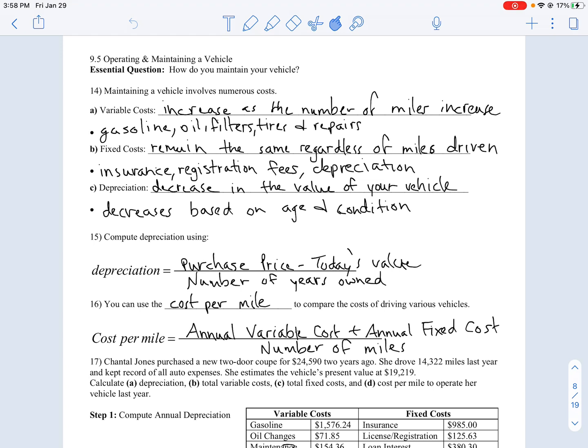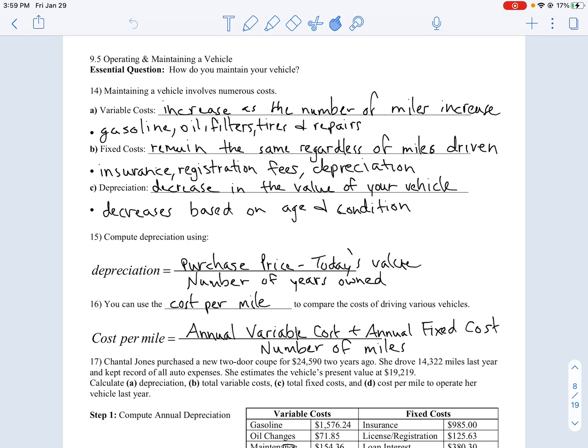Now, a lot of people, when they're looking at the cost of a vehicle, are just strictly looking at how much it costs to buy it. But you've also got to remember there's some other costs that go into it. And these costs are variable, fixed, and depreciation. Your variable costs are ones that increase as your number of miles increase. Examples would be gasoline, getting your oil changed, getting your filters changed, maybe buying new tires, and then any repairs you need that are just part of the wear and tear of driving.